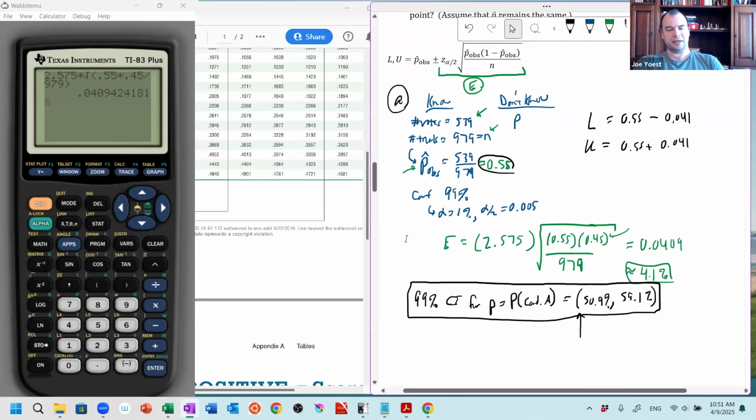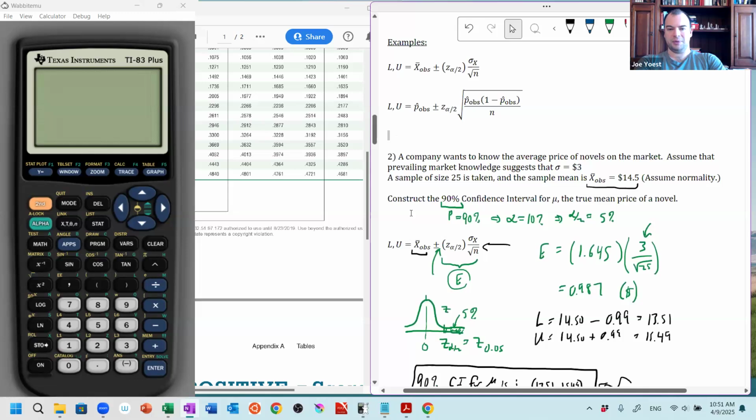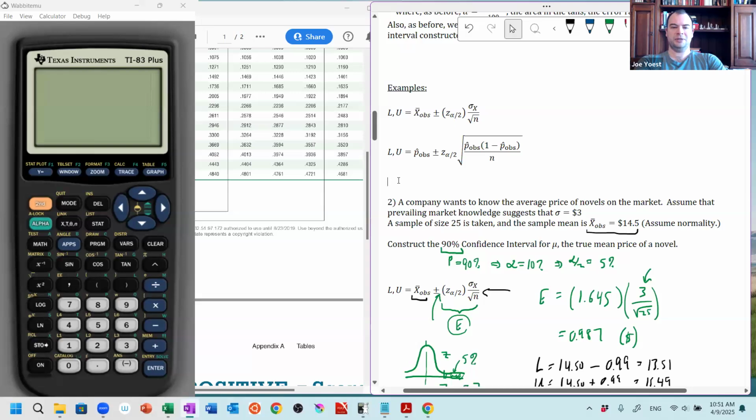Actually, no, right? Does the size of the population, the underlying population, come into play anywhere in here? No, it doesn't. For that matter, does the size of the population come into play anywhere up here? Anywhere in this formula? No, it doesn't.